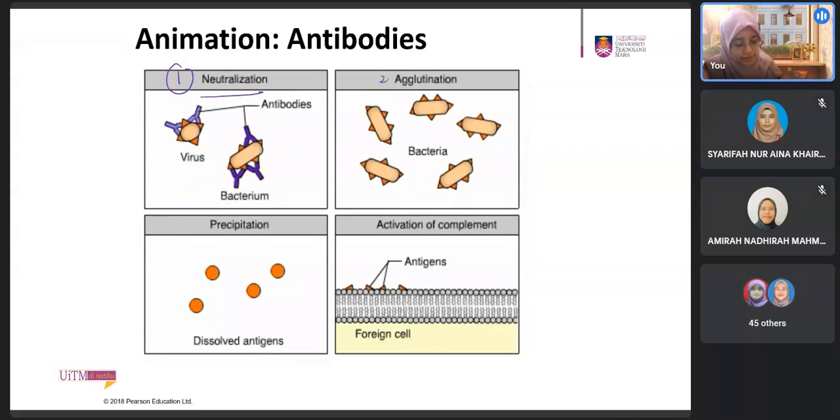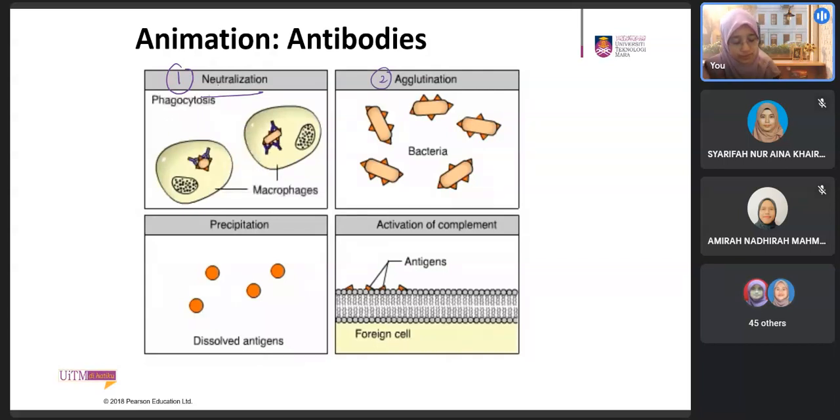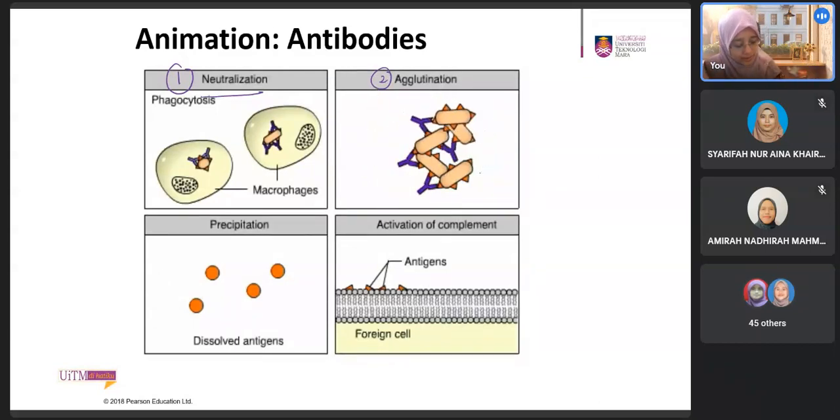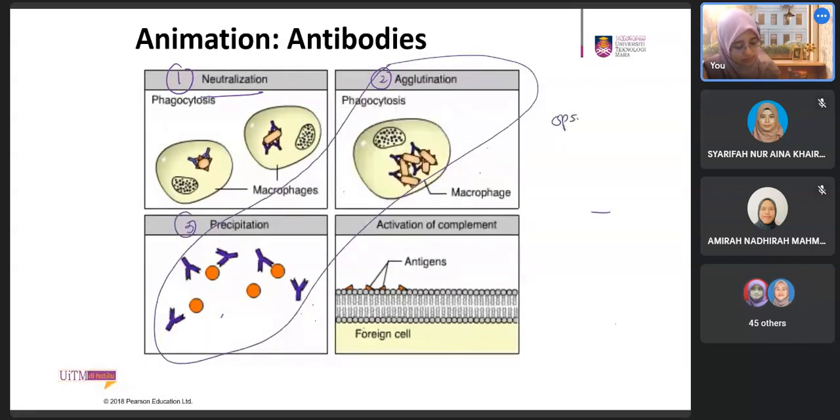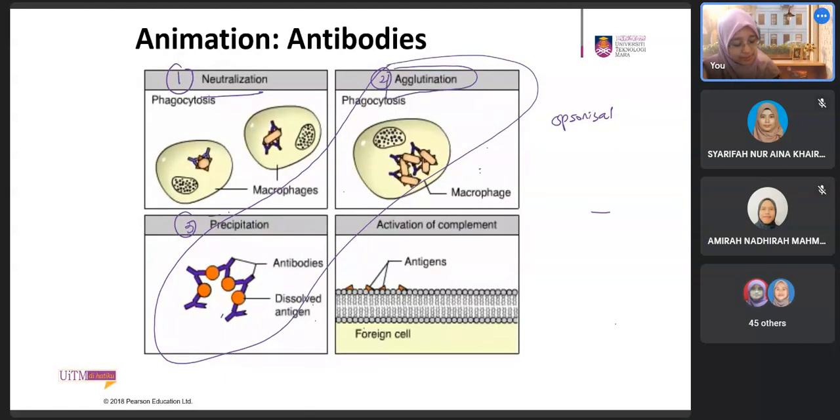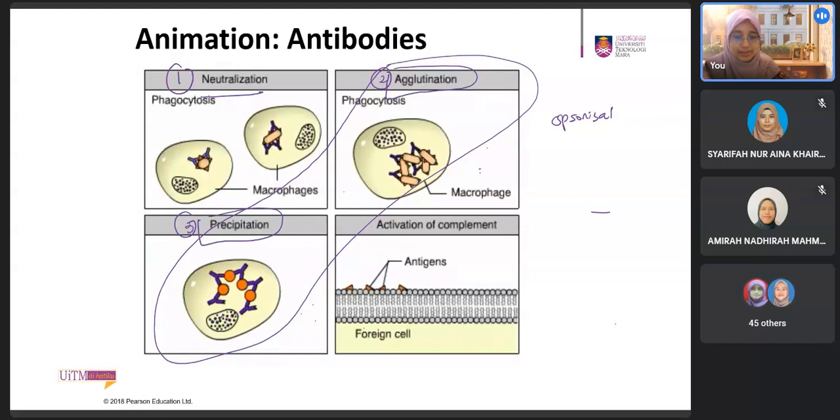Second is agglutination. So this neutrophil enhances the process also of phagocytosis. Neutralization also enhances the process of phagocytosis. So next is, if we can pause a moment. Okay, these two are opsonization. Opsonization is divided into what? Agglutination and precipitation.